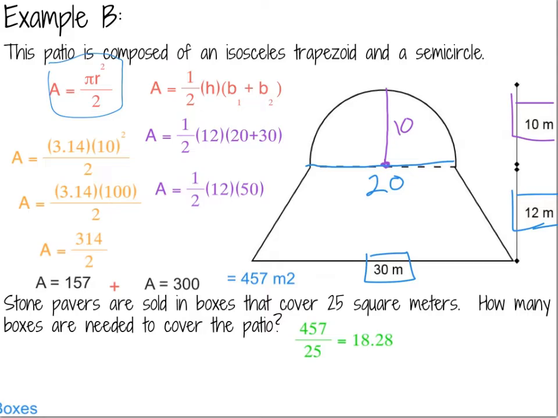But I can't buy 18.28 boxes of something, so I have to buy enough to cover all of it. If I buy 18 boxes, it won't be enough because 0.28 will still be out there. So I have to buy one extra box and have some left over, so I need to buy 19 boxes. Great, let's take a look at the last one.